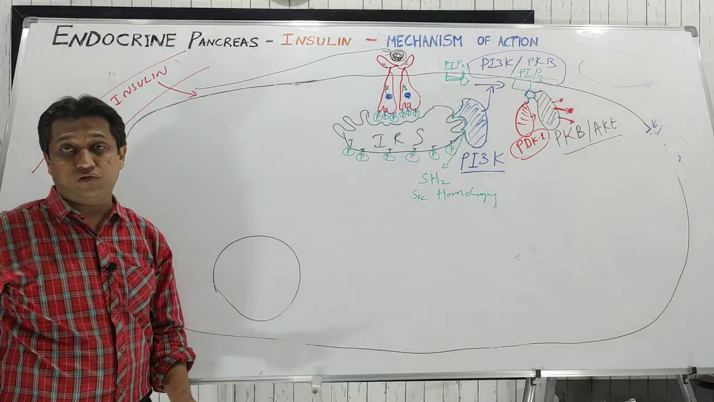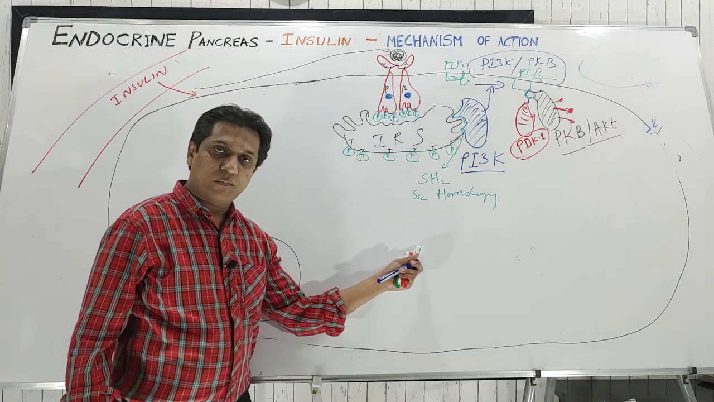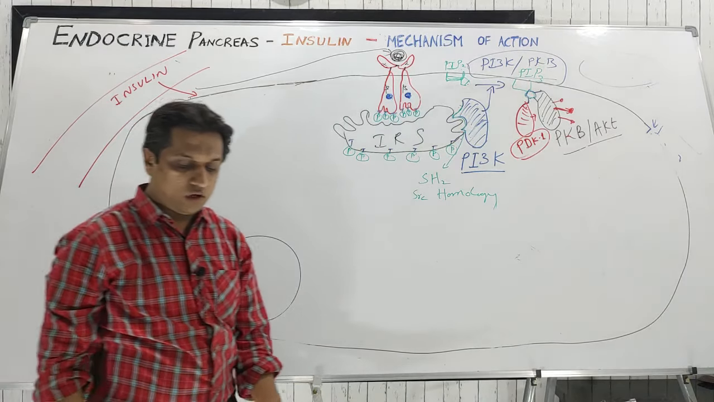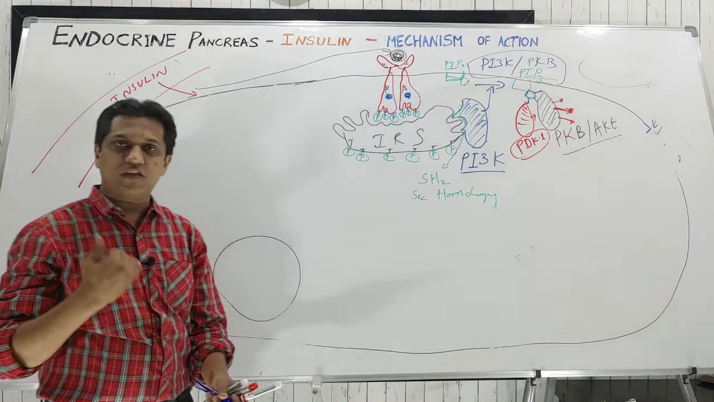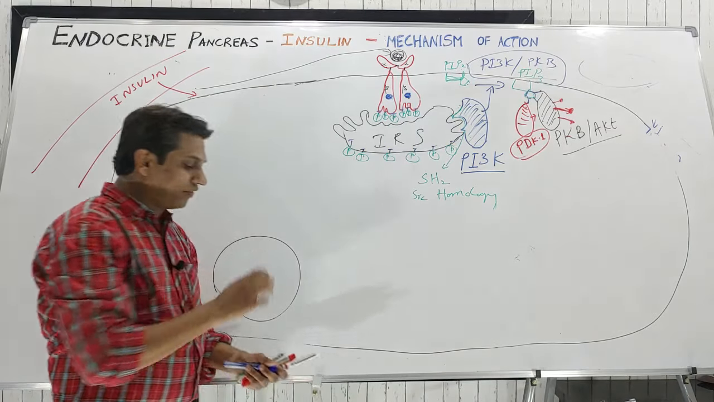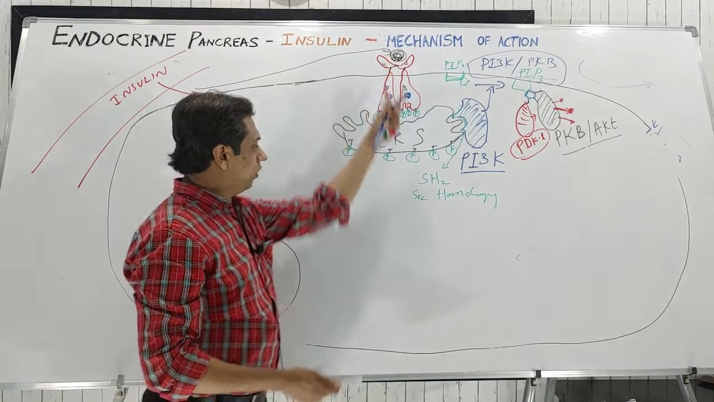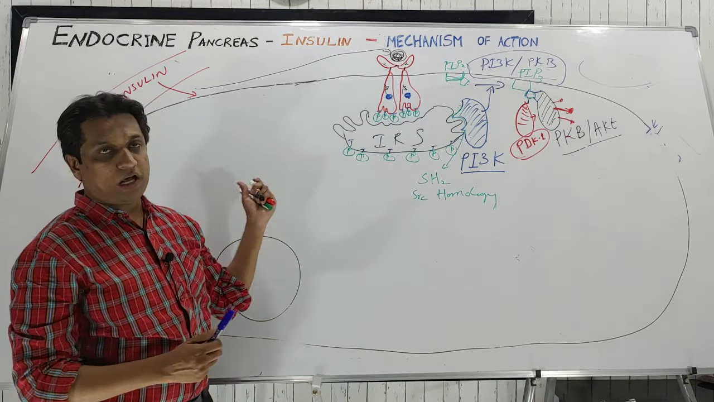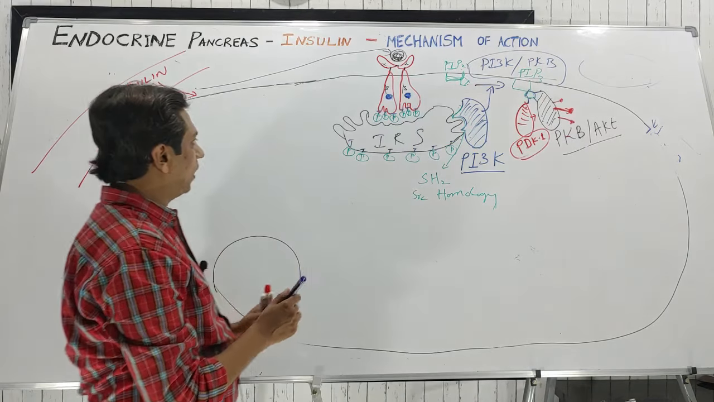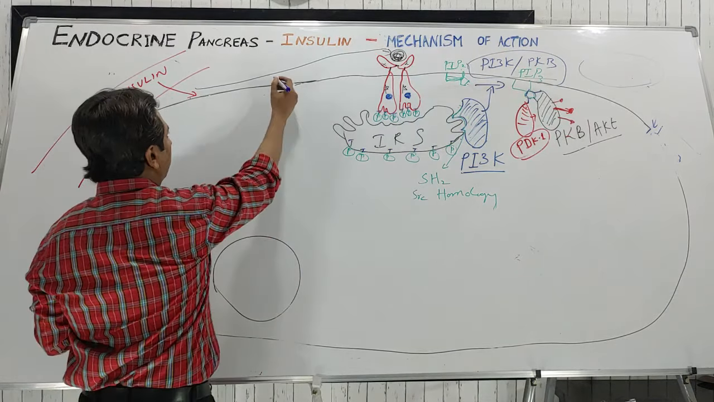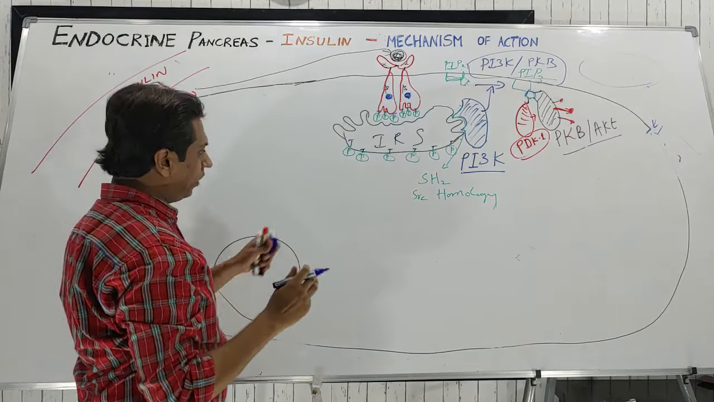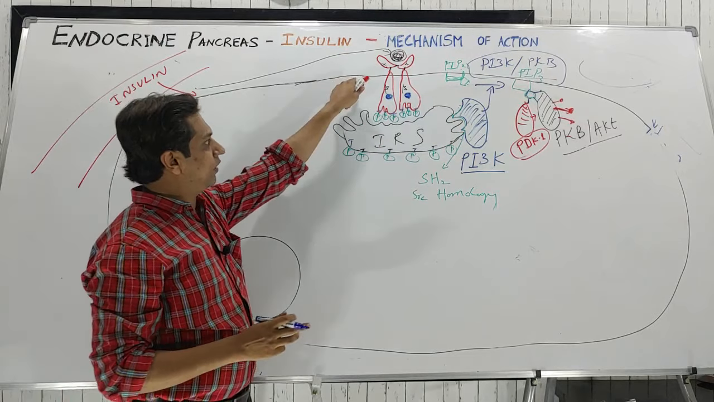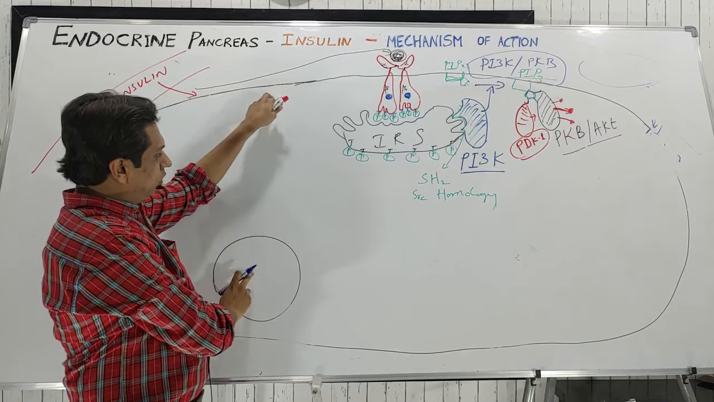So it will act on the nucleus also. Apart from general metabolism in the cytoplasm, the insulin molecule has an effect on the nucleus, causing mitosis, cell differentiation and cell proliferation. So how exactly does insulin act on the nucleus? It acts by another pathway, which we'll discuss now. This pathway is similar to the previous one.